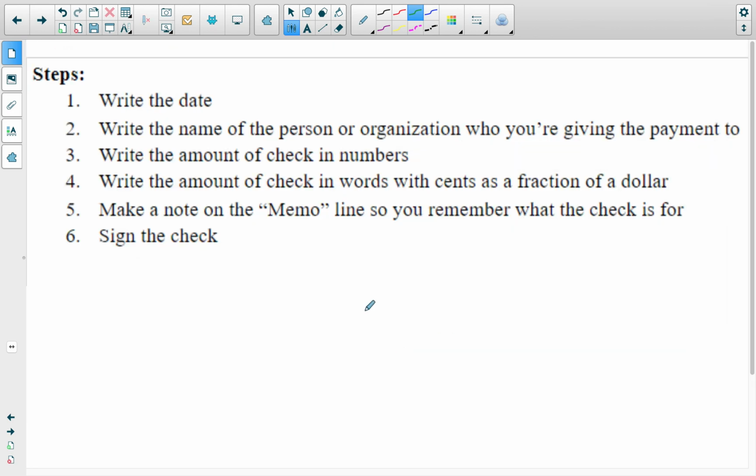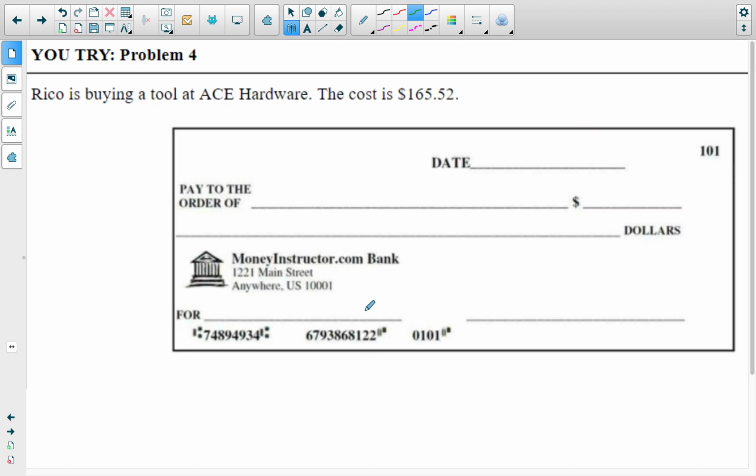And that's our check. There are steps: write the date, write the name of who you're giving the payment to, the amount of the check in numbers, the amount in words, make a note on the memo line, and then sign the check. Pause the video and try this.